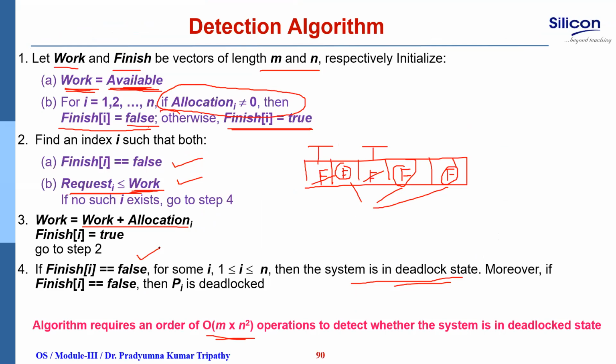Detection algorithm, this is for what? This is for multiple instance resource type. Wait-for graph is for single instance resource type. So the detection algorithm is the same as the safety algorithm. The only difference is that whose value will be false. If some value is false, then it is in deadlock, and those for which it is false are involved in the deadlock. Is that clear or not? Is it understood?